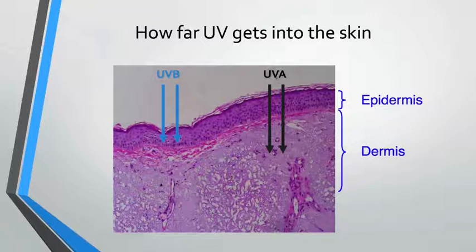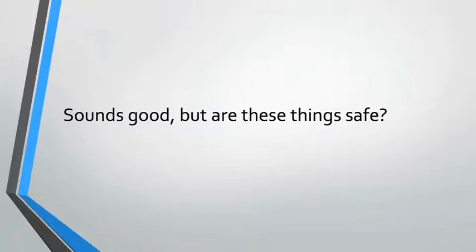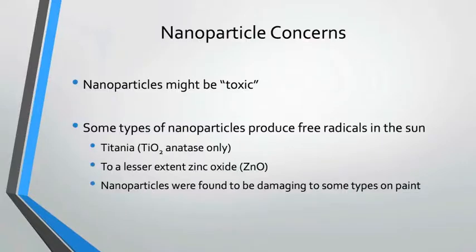Okay, so that's what nanoparticles are, that's what you use them for, but the big question still remains, are they safe? All right. Well, what have these concerns been? Okay, the first one has been that they might somehow be toxic, so we'll talk about that a little bit first. The second one is that they produce free radicals when you leave them in the sun.